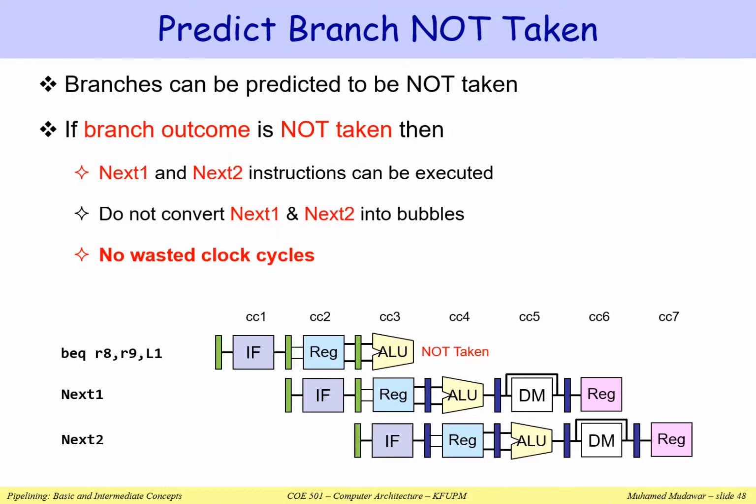So in this case, there are no wasted clock cycles, which is great. If the branch is not taken, we don't waste clock cycles. If the branch is taken, we lose 2 clock cycles, so these 2 instructions, next 1 and next 2, have to be converted into bubbles.